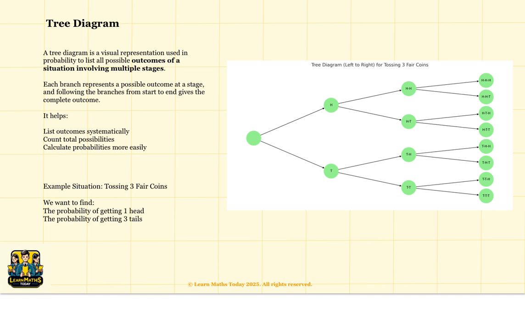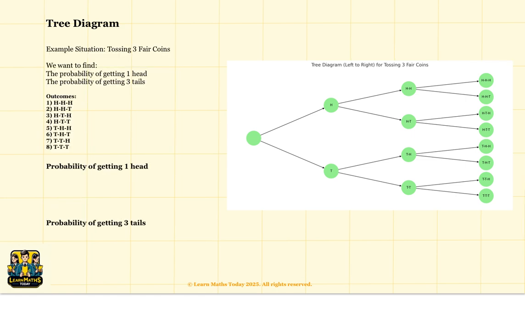By drawing branches for each of these possible results, we will end up with 8 outcomes in the end, as illustrated in this diagram. We have HHH, HHT, HTH, HTT, THH, THT, TTH, and TTT.